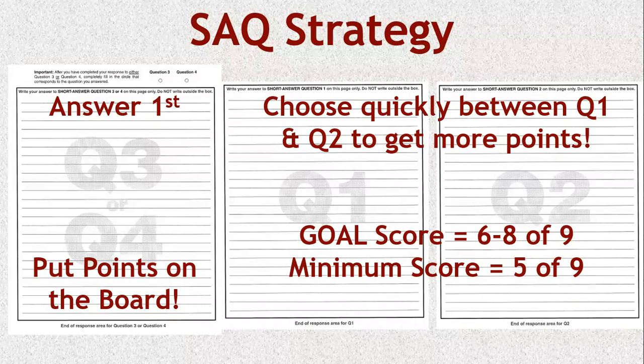Here's my strategy for you. On the day of the test, you should answer question 3 or 4 first. Put points on the board. When you're thinking about passing this exam, you've got to get at least 50% on all the sections of the test to get at least a 3. To get 50% on this section, you've got to get at least 5 right. If you can put 3 on the board right here, how cool is that? Pick either question 3 or question 4, whichever one you're going to get 2 or 3 points on. Answer that one first. Then go to question number 1.